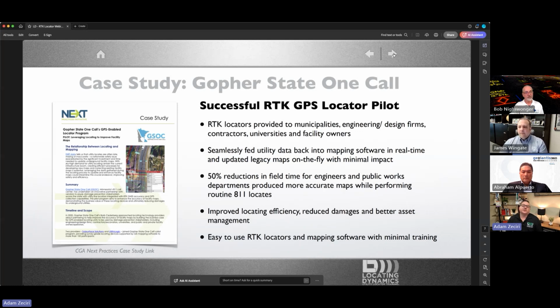What you're ultimately doing is creating a feedback loop from the field to the office to the utility owners themselves to update maps on the fly in real time without backwork. This technology is pretty easy to use. The locators and mapping software really require minimal training. I currently teach a one-day locator class for RTK locators, and that is generally sufficient to get people who are used to locating, with experience, how to use this new technology.